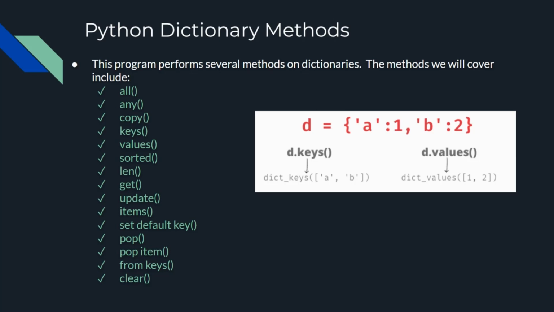In order to look up an item in a huge list, the computer will look through every item within the list. Since dictionaries assign every item a key-value pair, the programmer only has to look up the key, which ultimately makes the process faster. The methods covered include all, any, copy, keys, values, sorted, len, get, update, items, setdefault, popitem, fromkeys, and clear.